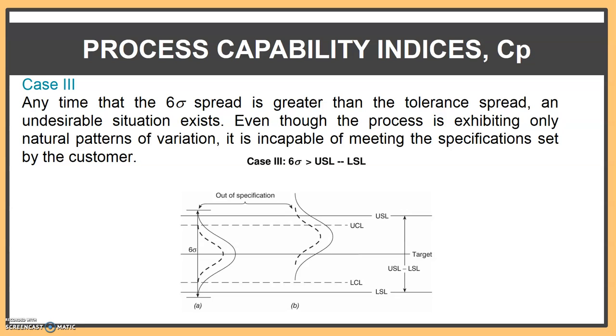Case 3 is when your process tolerance is bigger than the customer tolerance. This is your process target, and here is the customer tolerance. Your process tolerance is out of the specification limit. That means this is an undesirable condition. This is not capable. It is incapable of meeting the customer specifications because the tolerance of the process is bigger than the customer tolerance.